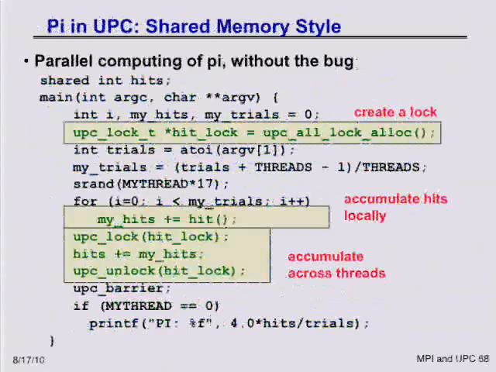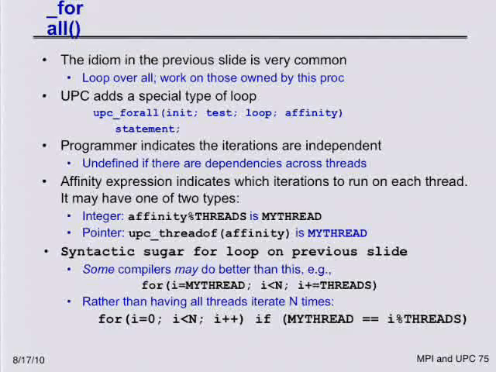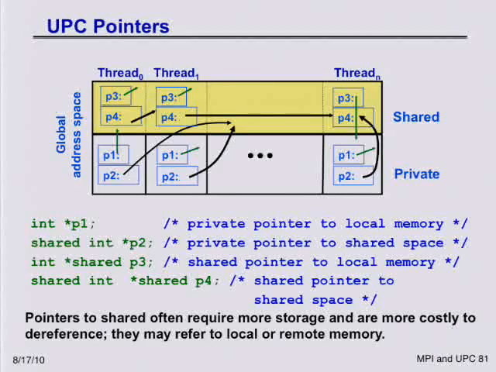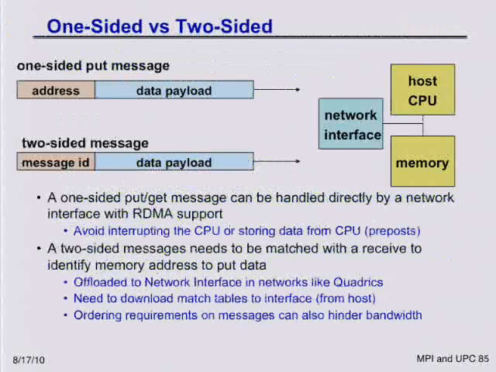As I mentioned, there are locks. There are also collective operations inside of UPC, but I don't want to go into a lot of detail. What I do want to do is tell you a little bit about some of the current things we're looking at, the performance of UPC, and why we call it a one-sided communication model.